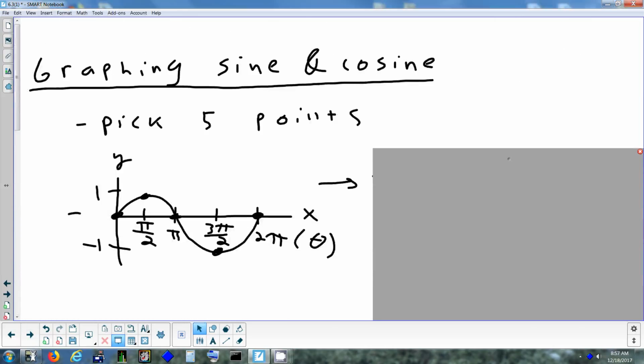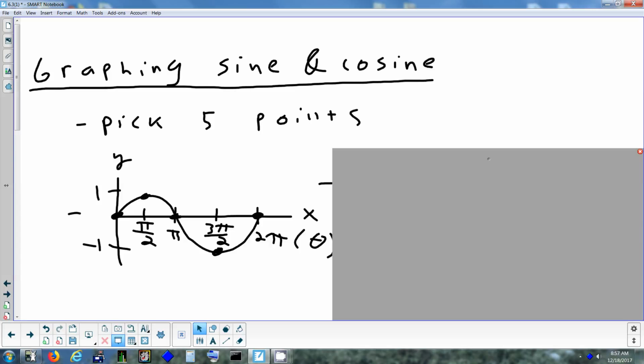And these are the 5 points that I recommend picking. 0, pi over 2, pi, 3 pi over 2, and 2 pi. And if they seem kind of random, they're really not. Okay? If you change all those numbers to degrees, you can see what they are. 0, 90, 180, 270, 360.